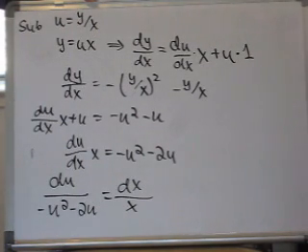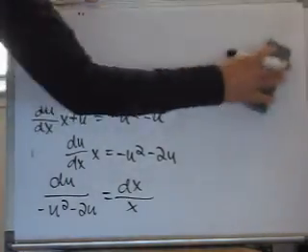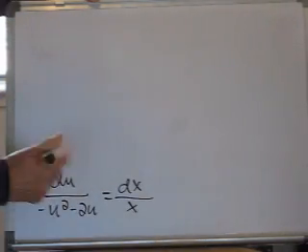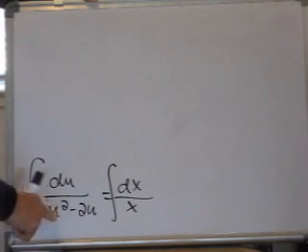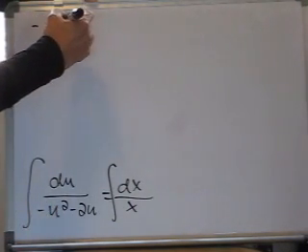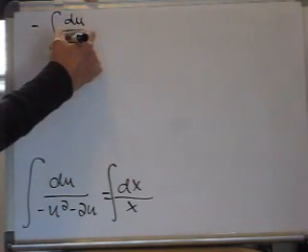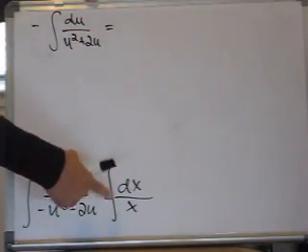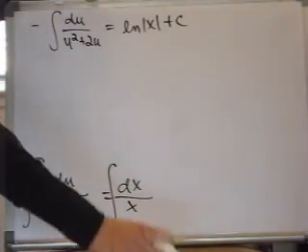Now I need to solve this separable differential equation, and at the end I have to remember to substitute my y over x back in for u. So let's solve the separable DE. That's going to involve integrating both sides. On the bottom, I can pull a negative out, so I get negative integral du over u squared plus 2u, which equals the integral dx over x. dx over x is the natural log of the absolute value of x plus some constant.